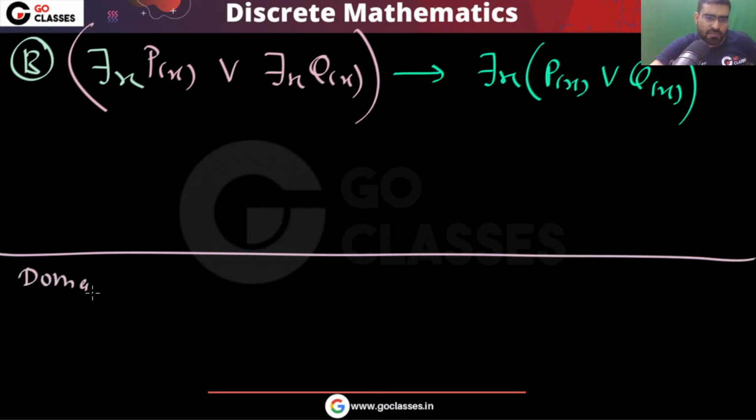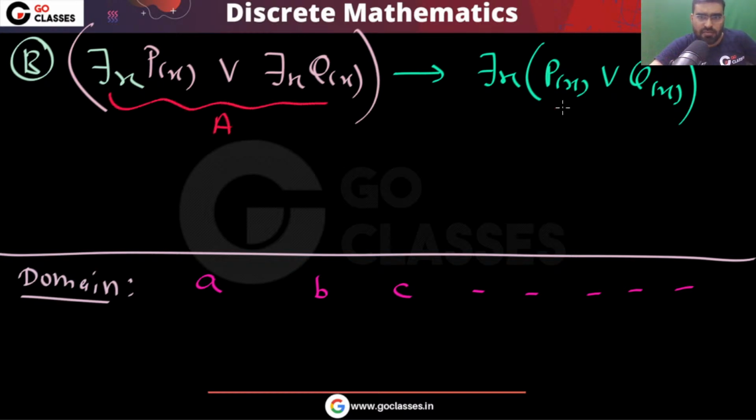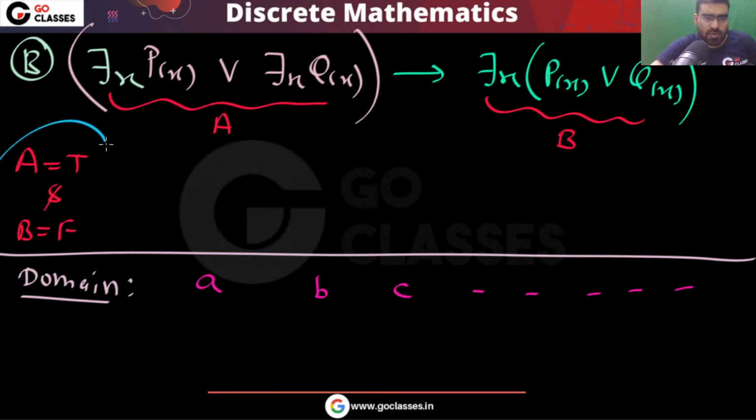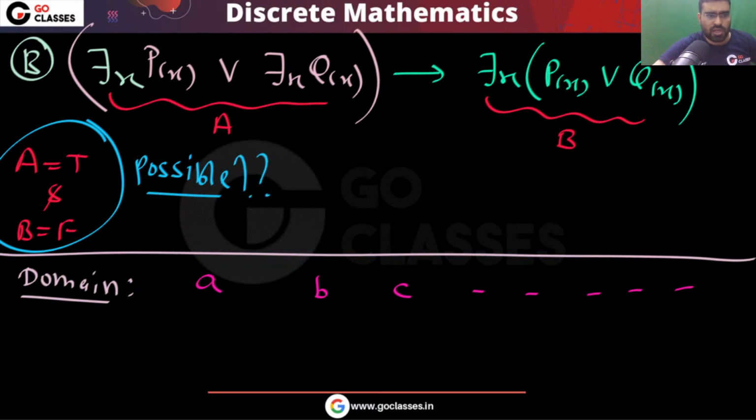Let's take a domain. The domain you can take as A, B, C, something like this. Now all you have to do, look at this. Let's call it A and let's call it B. Can you make A true, B false? Is this possible? Just ask yourself, is this possible? So let me check.